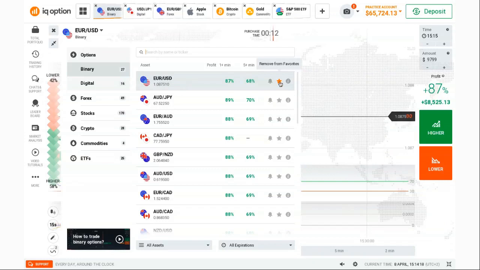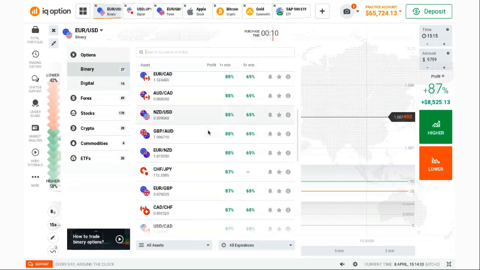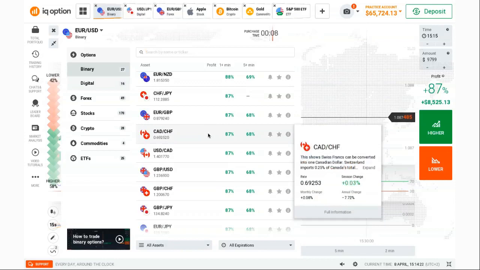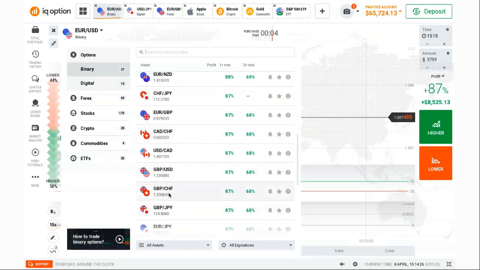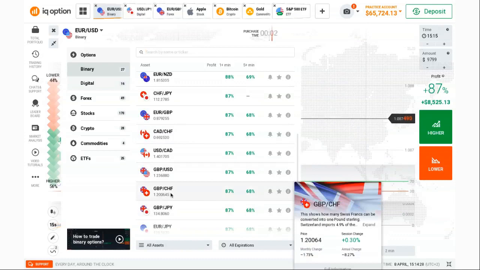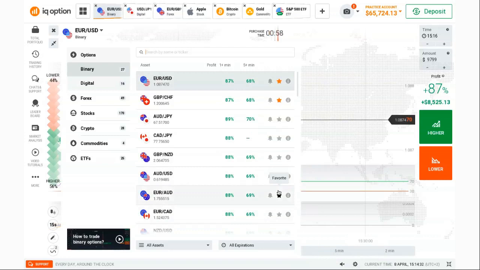Why? To stop me searching for it. If I scroll down, I might decide I like trading the Great British Pound with the Swiss franc. But it's all the way down there and I'm lazy. I want it at the top. So I click here and there you are at the top. Easy. I can also create an alert when it reaches a certain price to let me know.